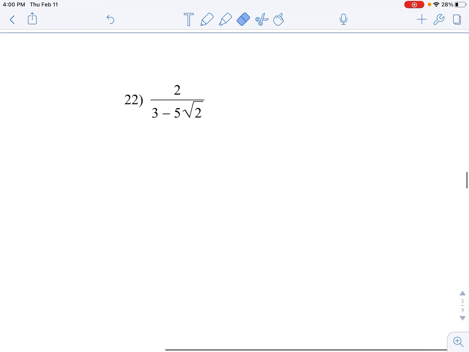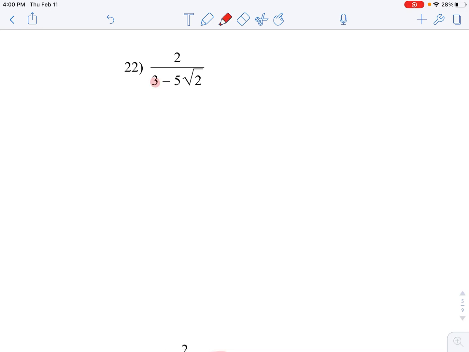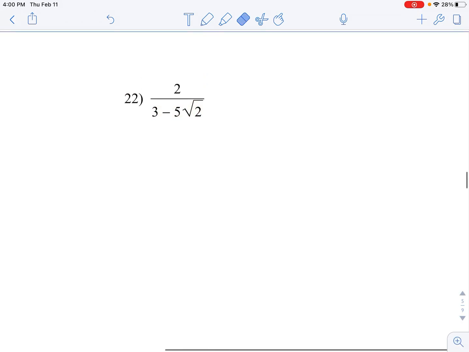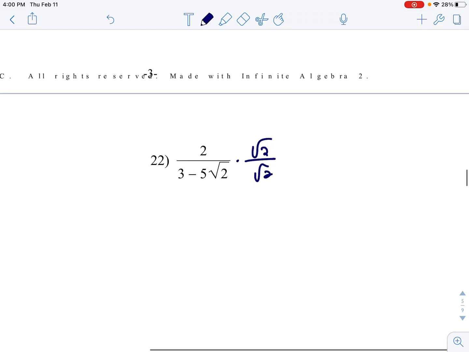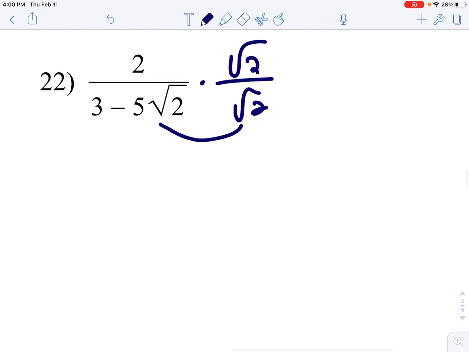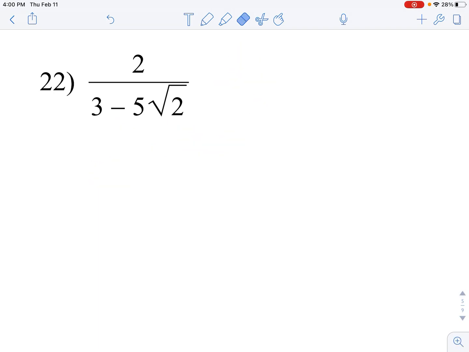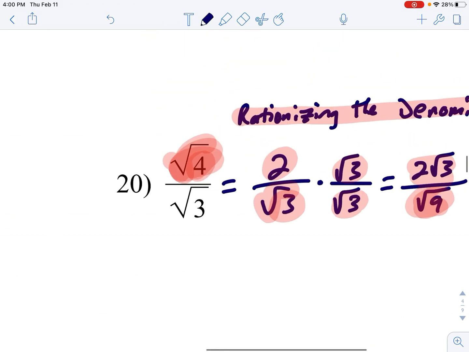All right, number 22. Now, number 22 has a binomial in the denominator. That means 2 terms instead of 1. So for this one, you don't just multiply by square root of 2 over square root of 2, like up here we did square root of 3 over square root of 3. If I do that, when you multiply here, the 2's are going to become a 4, square root of 4, that works out. But when you multiply here, you just get 3 radical 2. And the goal is to make it so there's no radical in the bottom. So you can't just do the same trick we did up here.